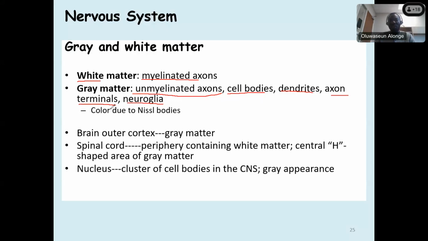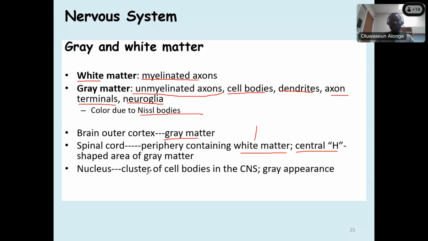So this color, the gray matter, is due to the nucleus body, which is what constitutes the RER, rough endoplasmic reticulum. When you're looking at the brain's outer cortex, you see gray matter there. When you're looking at the spinal cord, on the outside of the spinal cord, you have white matter, which is made up of myelinated axons. And the central H on the spinal cord is the gray matter, which I will show you when we get to that point.